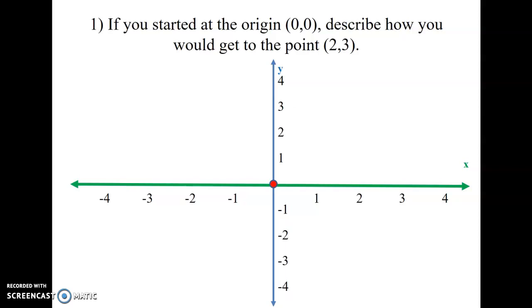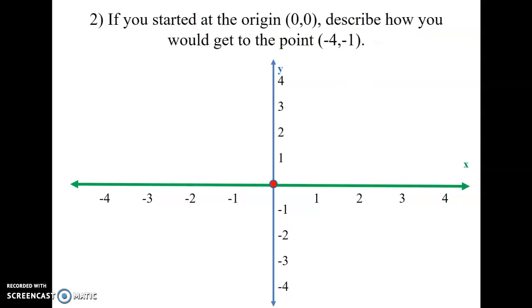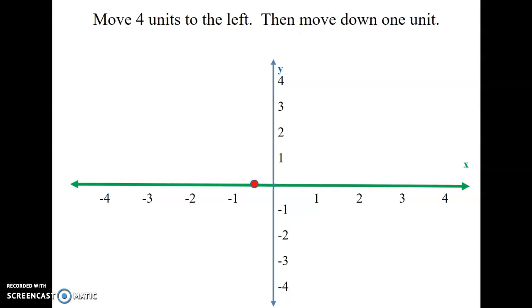Okay, let's see what you did. I would start at the origin. I would move right 2 units and then up 3 and label my point. Okay, try this one. Pause the video. All right, let's see how you did. We're going to start at the origin. We are going to move left 4 units and then down 1 and label the point.